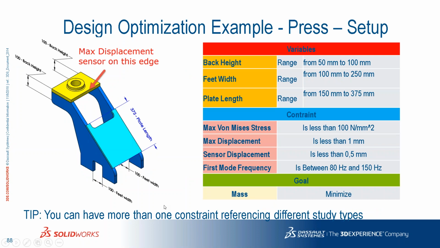In this case, optimization was used by combining more than one study. So you see on the left, there are some dimensions that are changed.